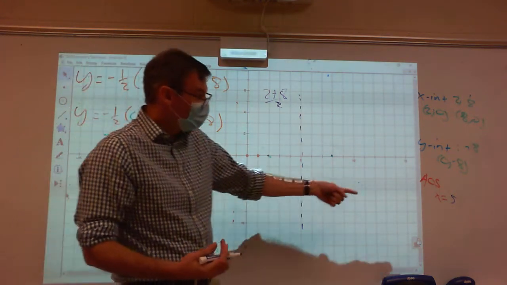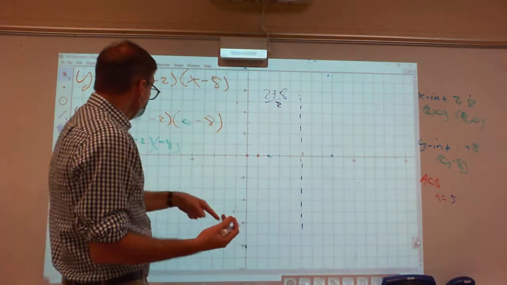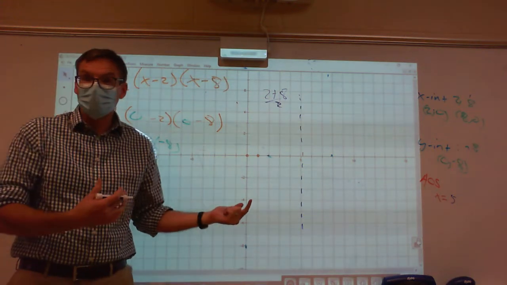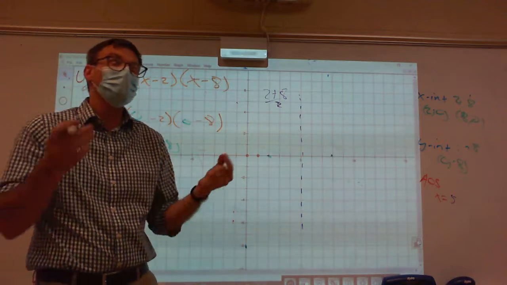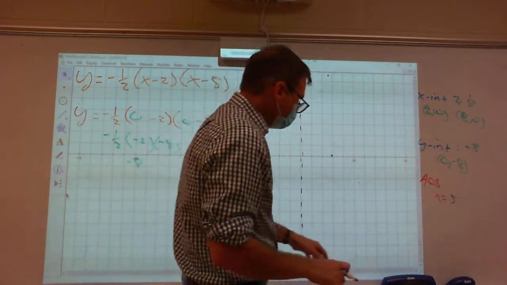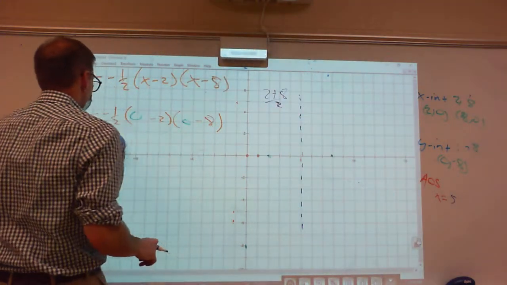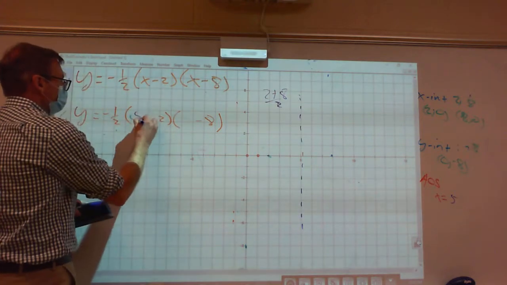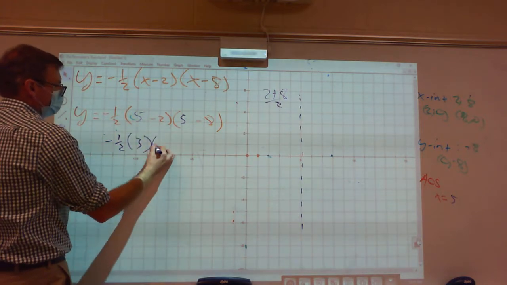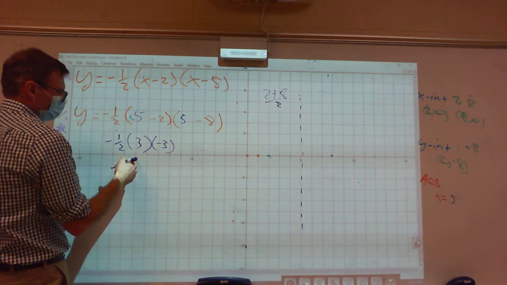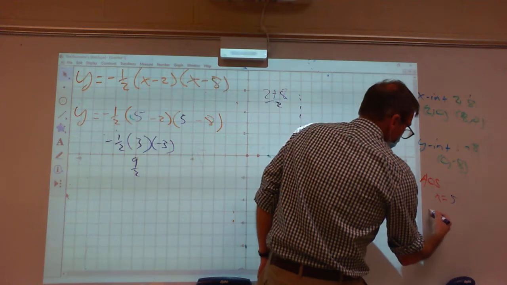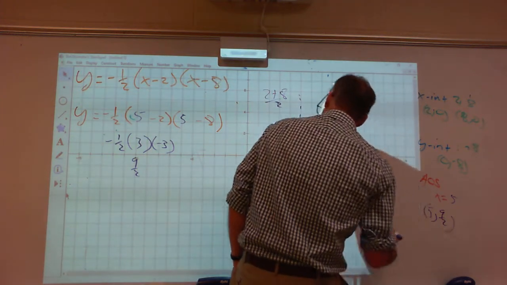And how I find my vertex is I'm going to plug this x value into the function, because that's how you find your y value. That's how we did it yesterday. You found out what x was, and once you found out what x was, you plug it back into the function, and then that's going to tell you what your y value is. So, let's see, if I plug 5 back into my function, this is going to give me negative 1/2, 3, and negative 3. So it looks like I'm going to get 9 over 2. So that means my vertex is going to be 5, 9 over 2.